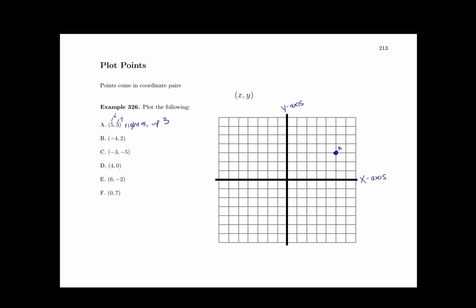Try the next one. Negative 4, 2. So negative 4 means we're going to go left 4 and up 2. So the negative 4 meant we went the other way, 1, 2, 3, 4. So that's left and up 2. So that's B.